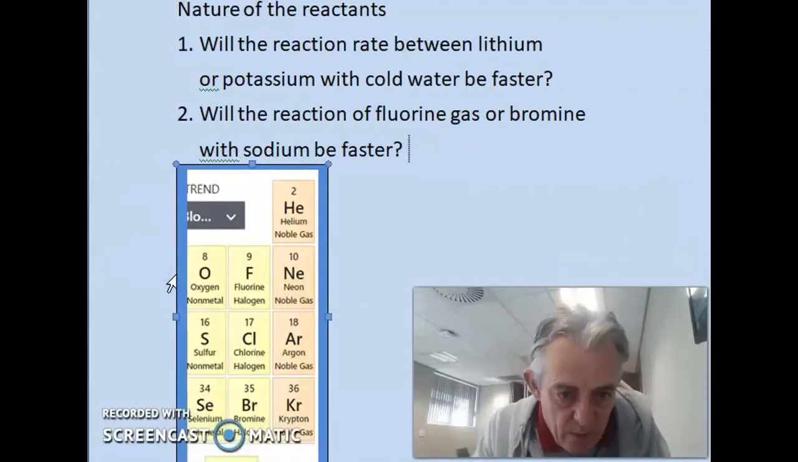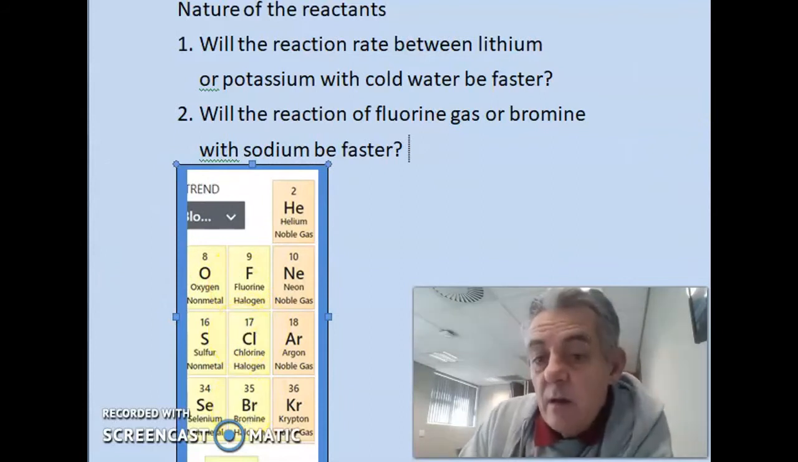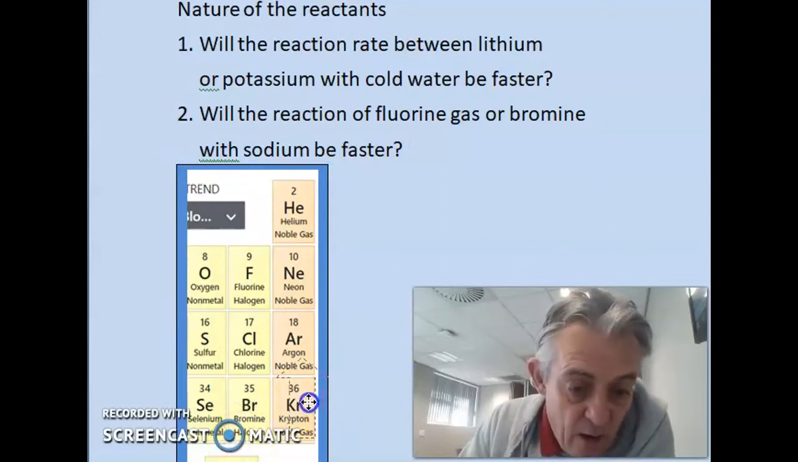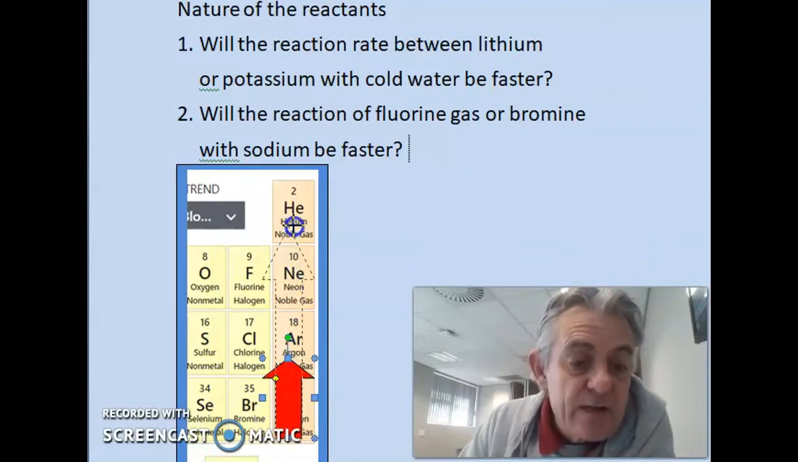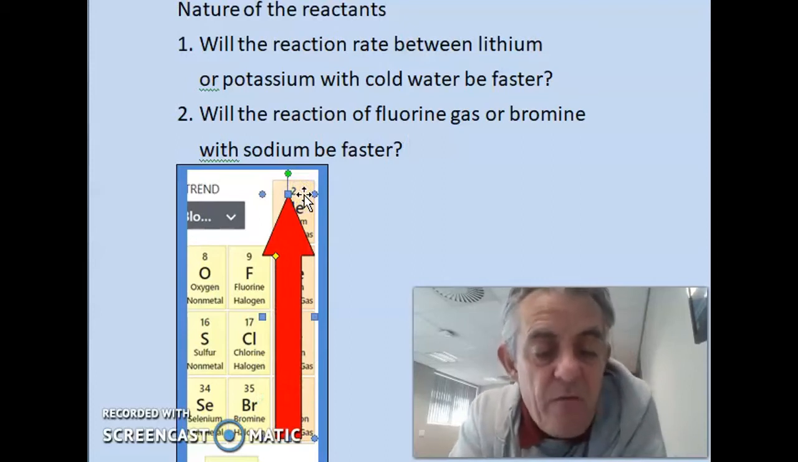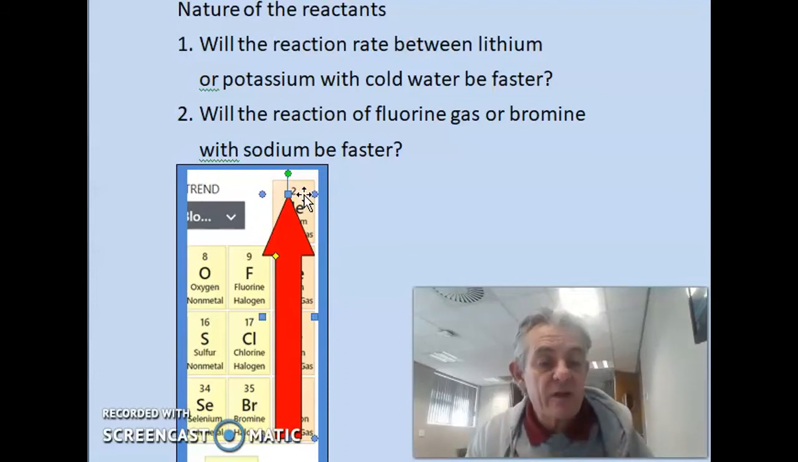There's the periodic table. You can see there's fluorine, there's chlorine, there's bromine. If you remember what you learned in grade 10, the reactivity of the halogens increases as you go up the group. In other words, fluorine is far more reactive than bromine. We would therefore expect the reaction with fluorine gas to happen at a faster rate than with bromine. So that is the nature of the reactants.